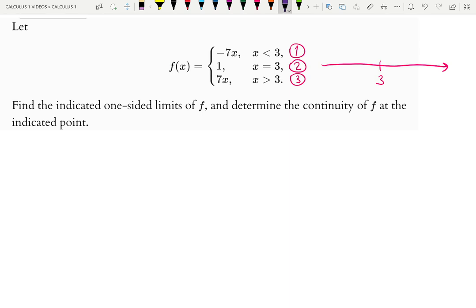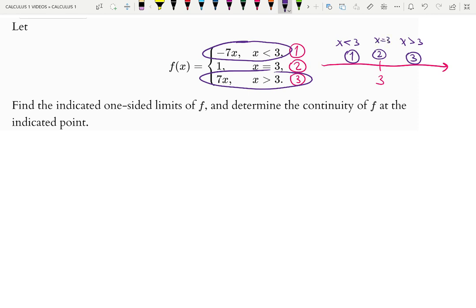What is happening? When we are on the left from 3, so x is less than 3, then we have to work with equation number 1 because x is less than 3. When x is greater than 3, where should I look? Oh, equation number 3. So you see that will help me to know where to look. And at 3, I will work with equation number 2, whatever it is, and in that case it's just a constant, that x equals to 3.